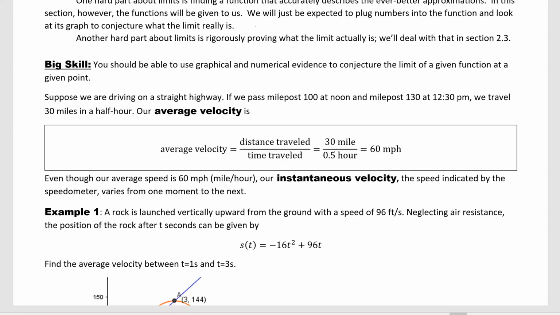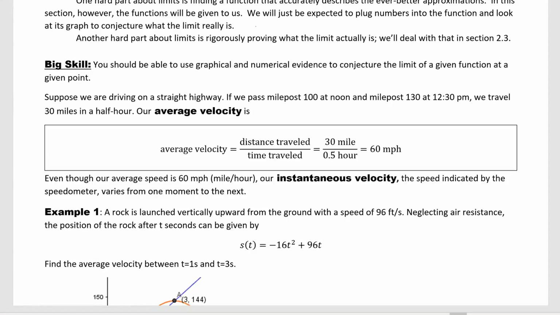Average velocity is the distance traveled over the time traveled. So we have traveled 30 miles in 0.5 hour, right? Half an hour is 0.5 hour. So 30 divided by 0.5 is 60 miles per hour. So this is our average velocity. Even though our average speed is 60 miles per hour, our instantaneous velocity, which is the speed indicated by the speedometer, varies from one moment to the next.